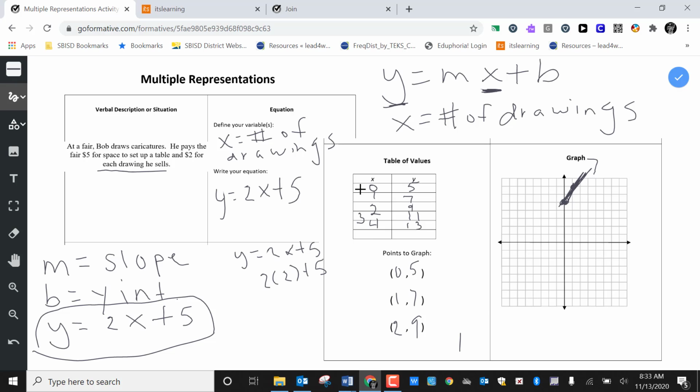Okay, so this is what we are doing today. All of these representations represent the same verbal description. I can write it as an equation, y equals 2x plus 5. I can create a table of values in order to figure out my slope and my y-intercept if I need to, or I can graph it. So you will be doing that for the other two, or I think two or three problems after this.